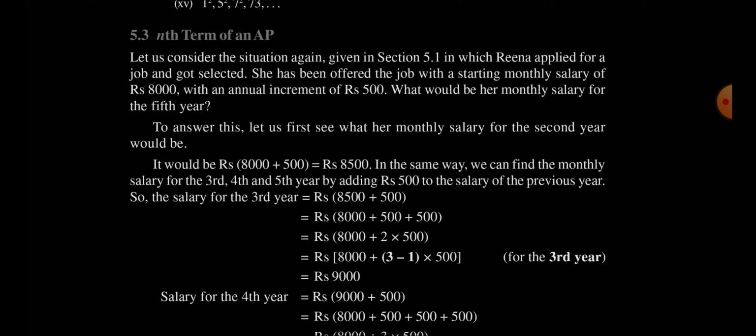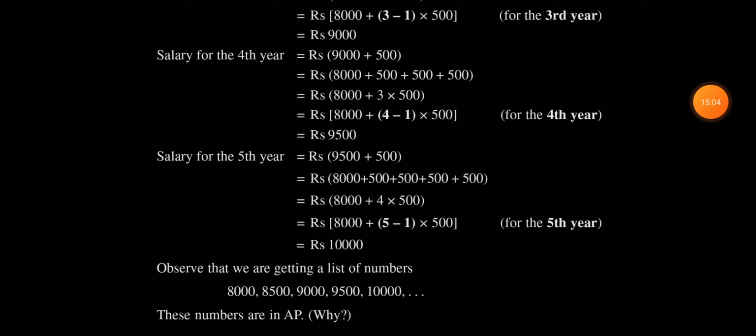So the salary of the third year is equal to 8,500 plus 500, which is equal to 8,000 plus 500 plus 500, which is equal to 8,000 plus 2 into 500, which is equal to Rs [8,000 plus (3 minus 1) into 500] for the third year.